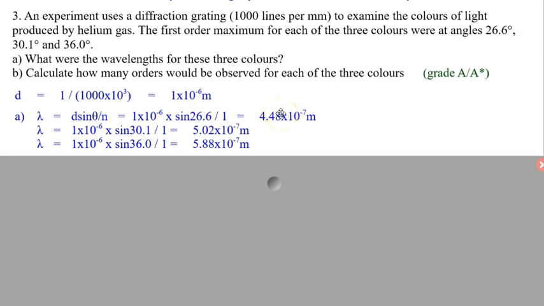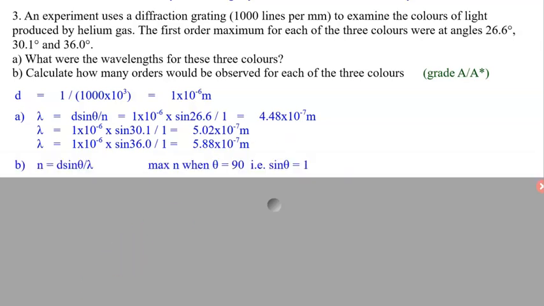So this is why it's useful to know that the range of visible light is from 400 nanometers to 700 nanometers. If you get a value outside of that, and we're talking about colours that you can see, then you've probably made a mistake. We can do the same calculation, but rather than 26.6, we use 30.1, and then again 36. So we have 3 different wavelengths, all of visible light, of the 3 different colours present in this spectrum. Part B is a little bit more difficult.